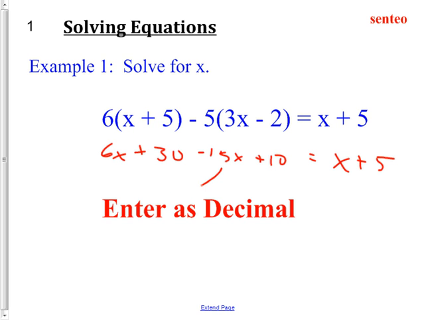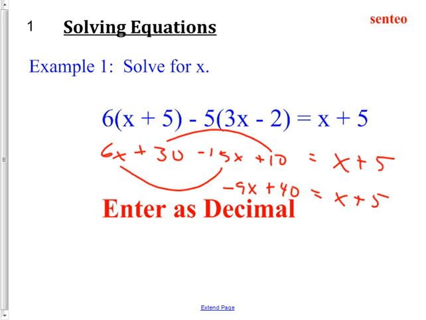Next, I'm going to put things together. This and this go together, and that makes negative 9x, and this together make 40. Negative 9x plus 40 equals x plus 5. Anybody make a mistake in there? Okay, thanks for being honest.